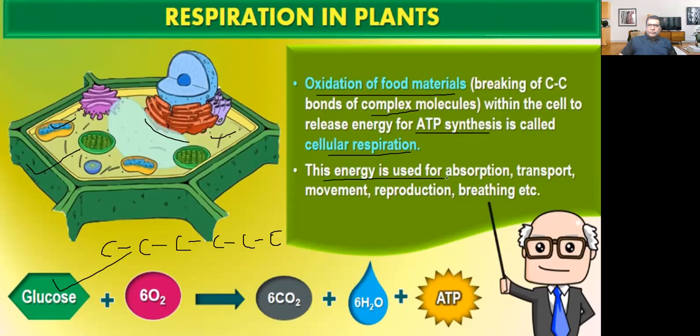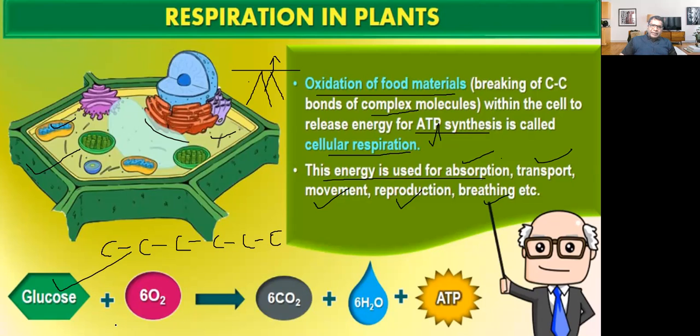This energy is used for absorption. The energy released in the form of ATP is used for various functions like absorption. Suppose there is a plant with roots, which will be absorbing water. To absorb water, there will be use of ATP. They use it not only for absorption, but also for transport, movement of material, reproduction, breathing, and many more.